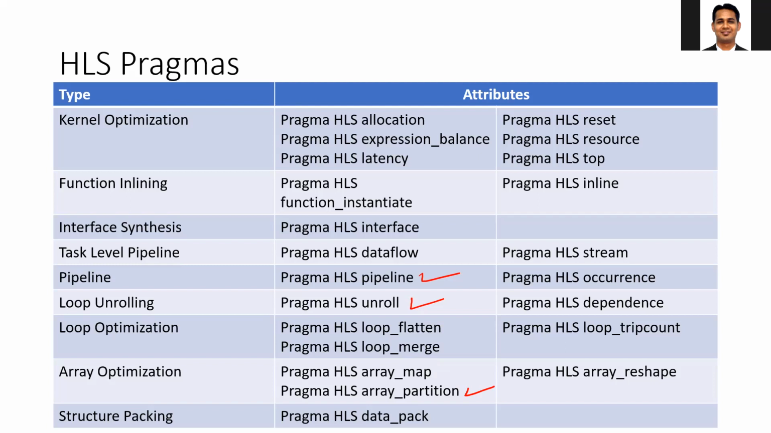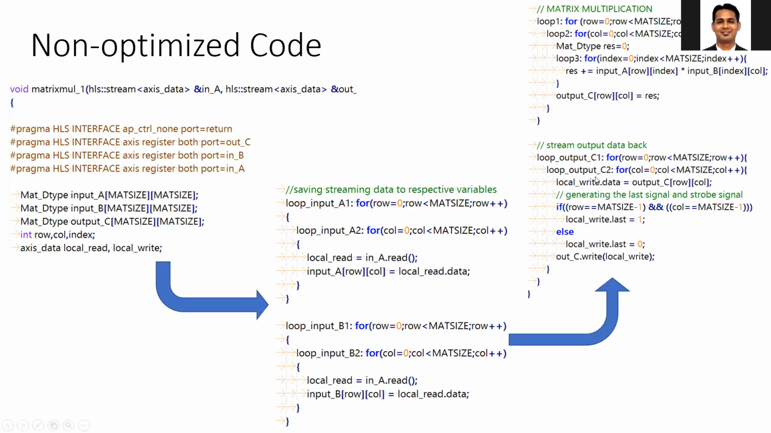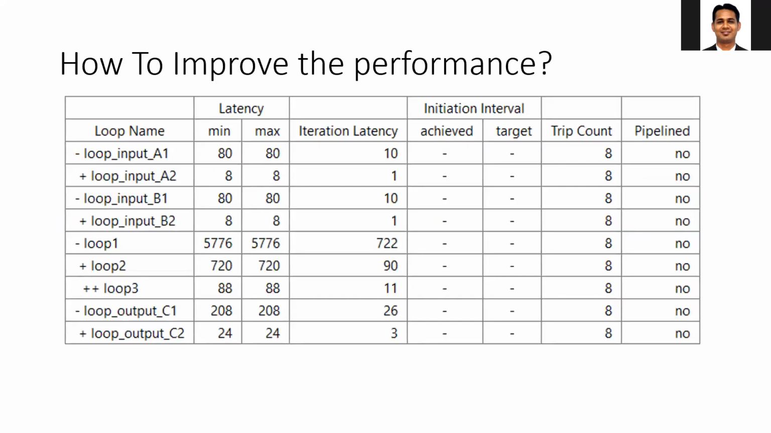Now coming back to our matrix multiplication code, which we discussed in the first video, where we did the implementation without using any pragma. Now our aim is to improve the performance of this code. What we got from the first architecture is statistics showing that the loop which performs the multiplication takes the maximum number of clock cycles.